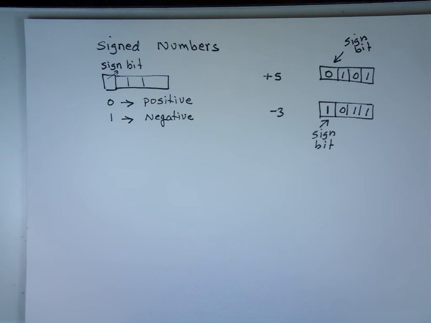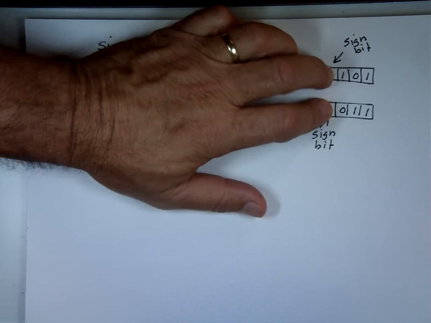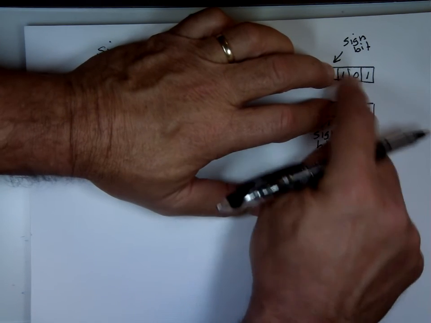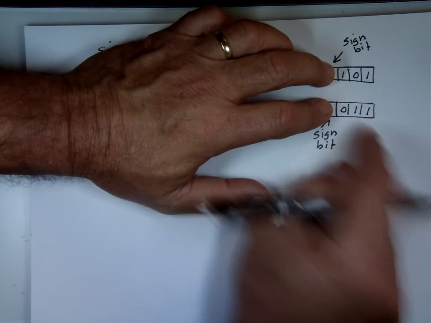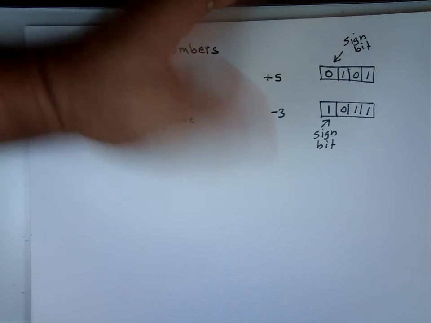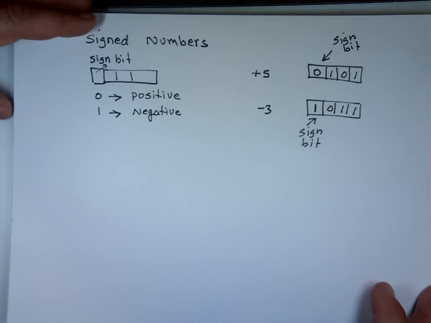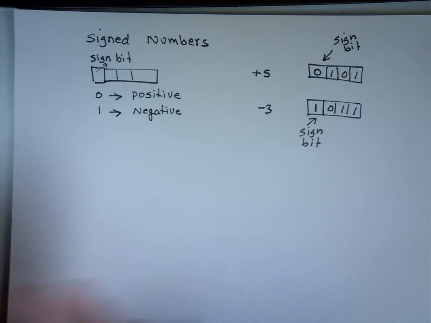A lot of people don't like this idea because they eliminate one of those digits. So the biggest number you can have here is what? 7. Biggest number, 7. So that's not bad, but I'm not a fan of it. I don't want to use a sign bit like this.